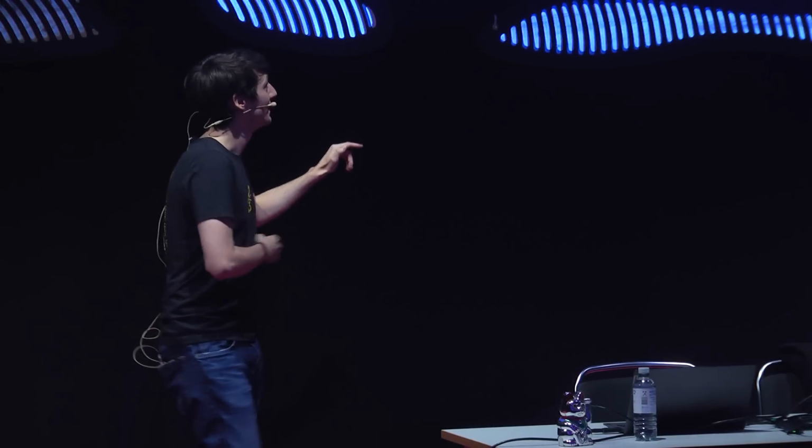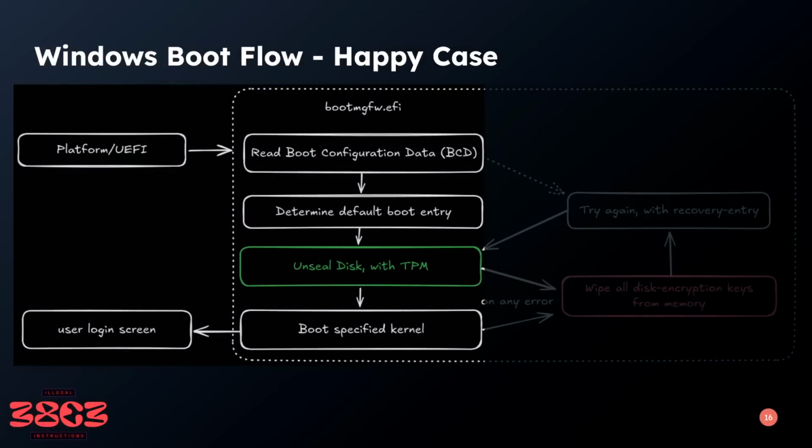I am now going to unseal the volume master key. So this is really the crucial step here. The Windows boot manager unseals the volume master key with the help of the TPM. And that just succeeds because Windows set it up that way. And then it boots the kernel. The kernel then shifts whatever into user space and gives you this nice Windows login prompt to say, please user, enter the password.